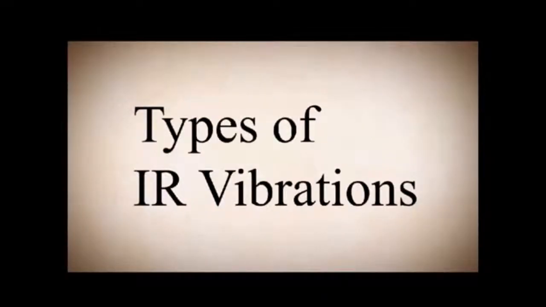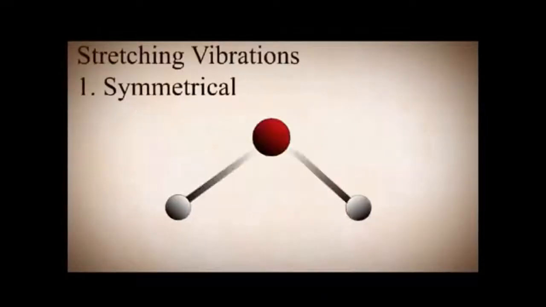We are going to learn the types of molecular vibrations in infrared spectroscopy with the help of animation. We have two main different types of vibration. Out of that, one is stretching vibration and the other one is bending vibration. In stretching vibration, we have two types, that is symmetrical as well as anti-symmetrical.